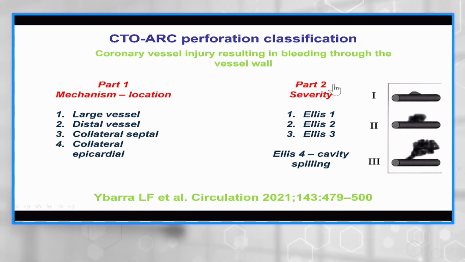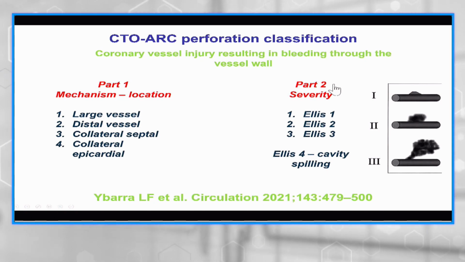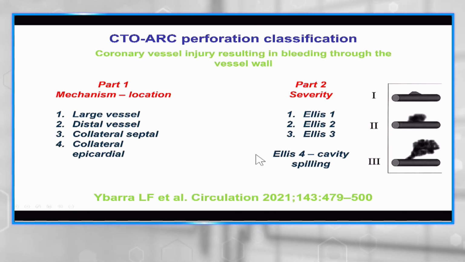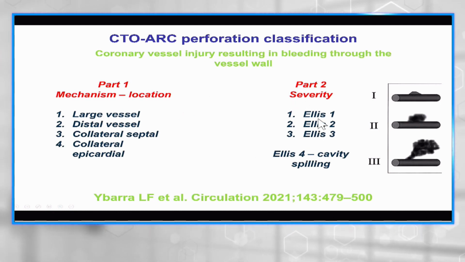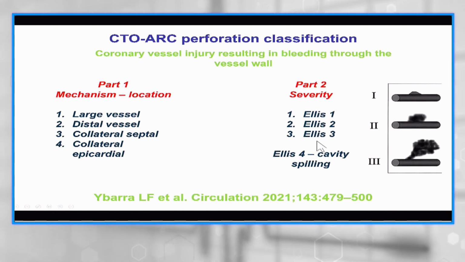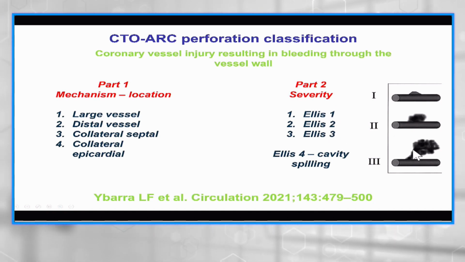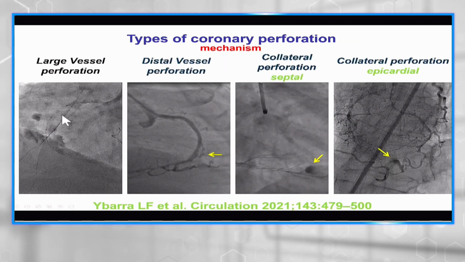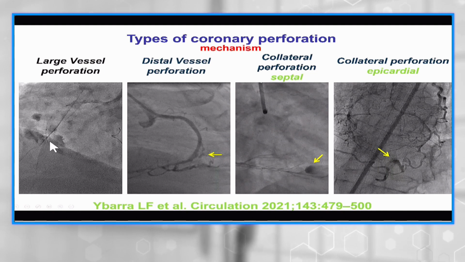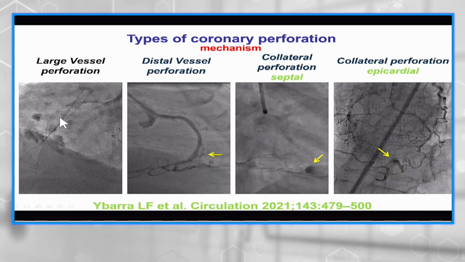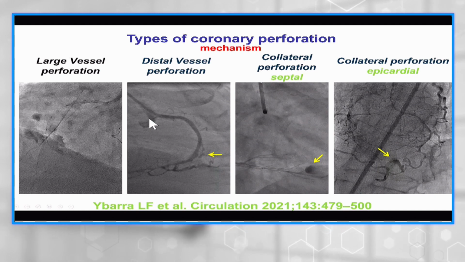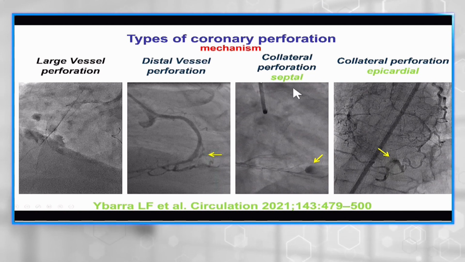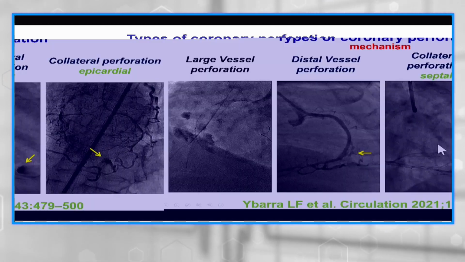Moving on to the second major category of complications, which is perforation. We have now a classification based on CTO arc that not only accounts for severity, which is done based on the Ellis score, with 3 being the worst severity of complication, but also based on the location. And the location is critical because it determines treatment. Specifically, when we have a large vessel perforation, treatment is with covered stents, whereas when we have a distal vessel perforation or collateral perforation, the treatment is usually using coils or fat embolization.